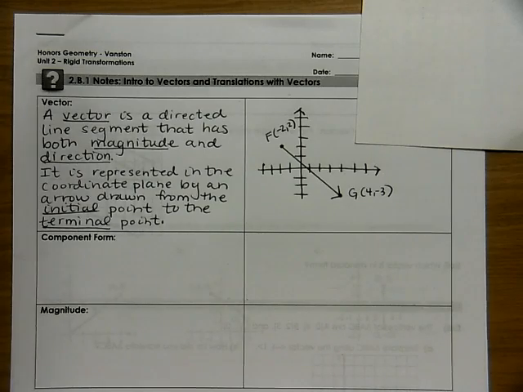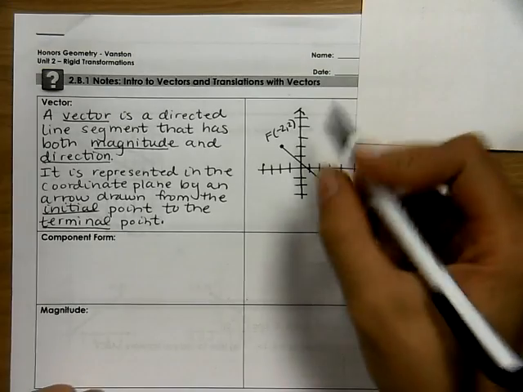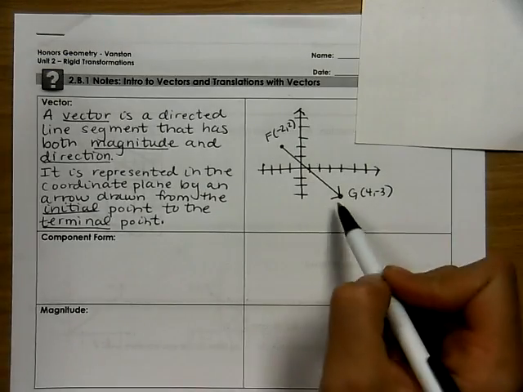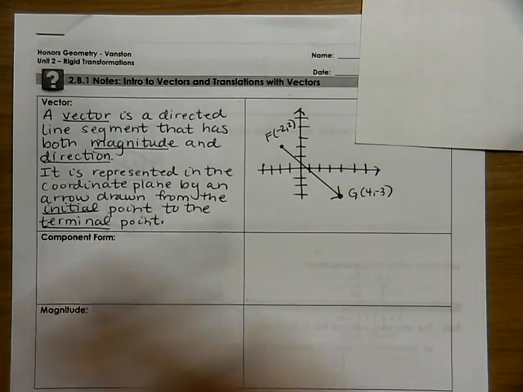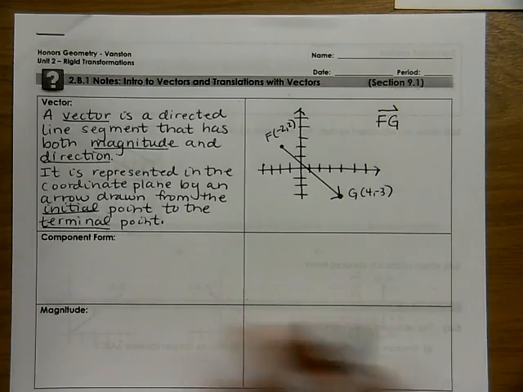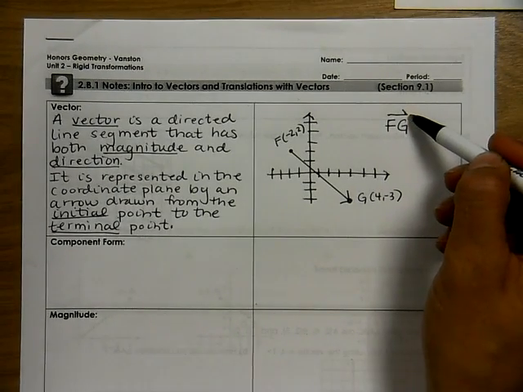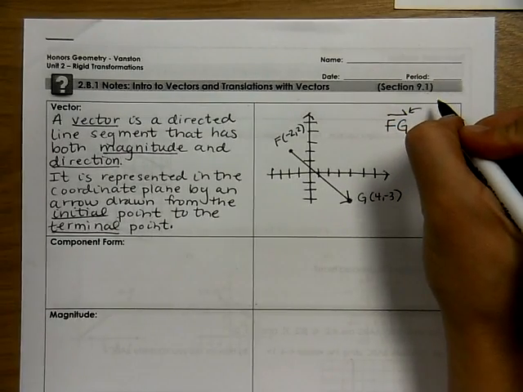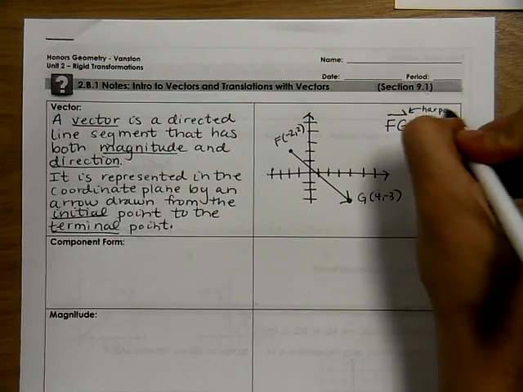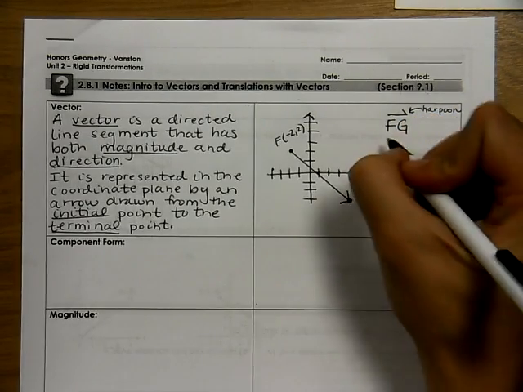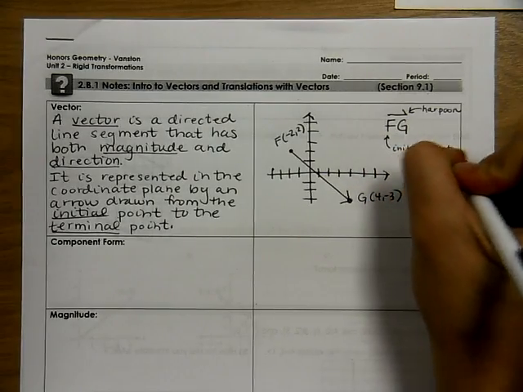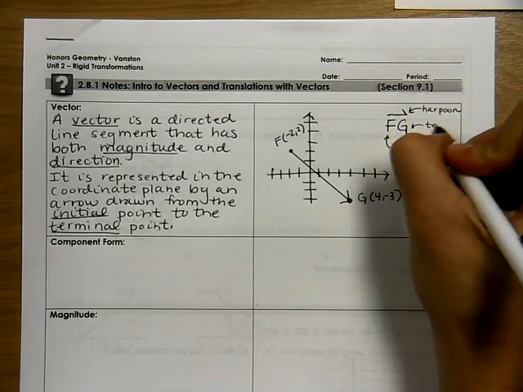Now when you see this, it looks like ray FG. But notice, this is an arrow that actually has an ending point. It ends at G. So we go from point F to point G. To denote that, we have vector FG. Notice that this symbol above FG is not a ray. This is called a harpoon. The letter that comes first is always your initial point, and the letter that comes second is always your terminal point.